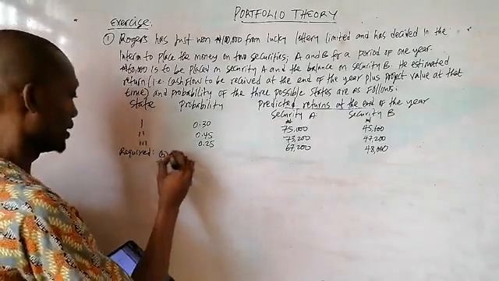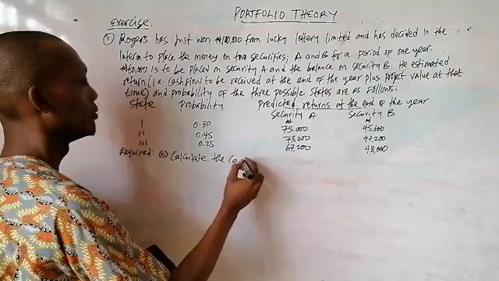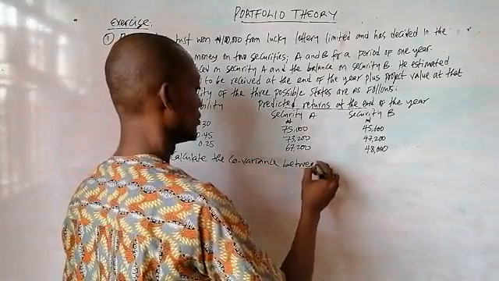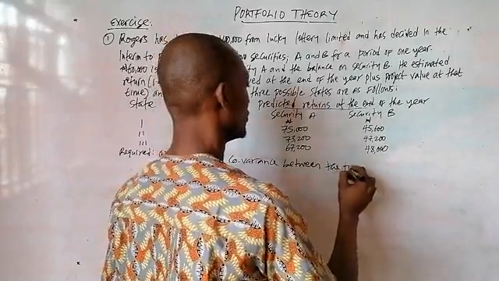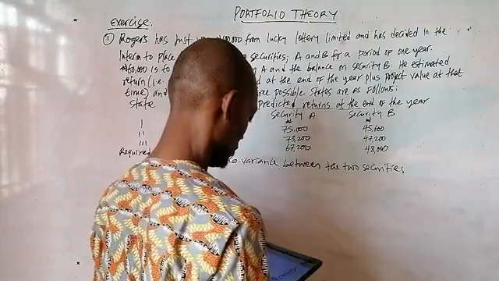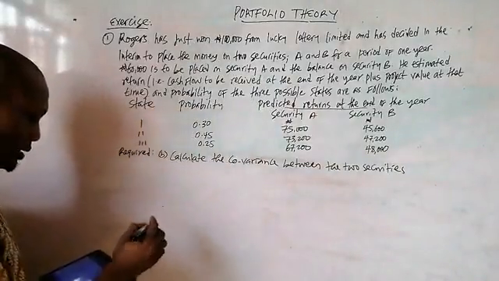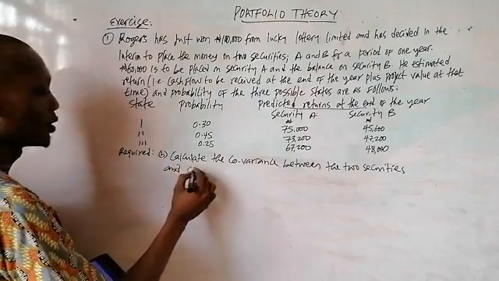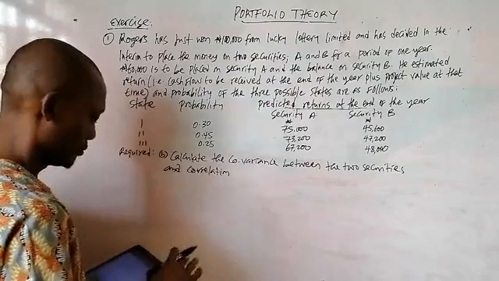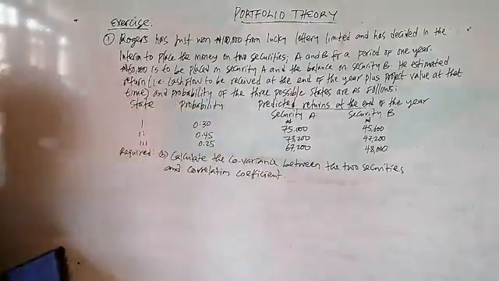B says: calculate the covariance between the two securities and the correlation coefficients.